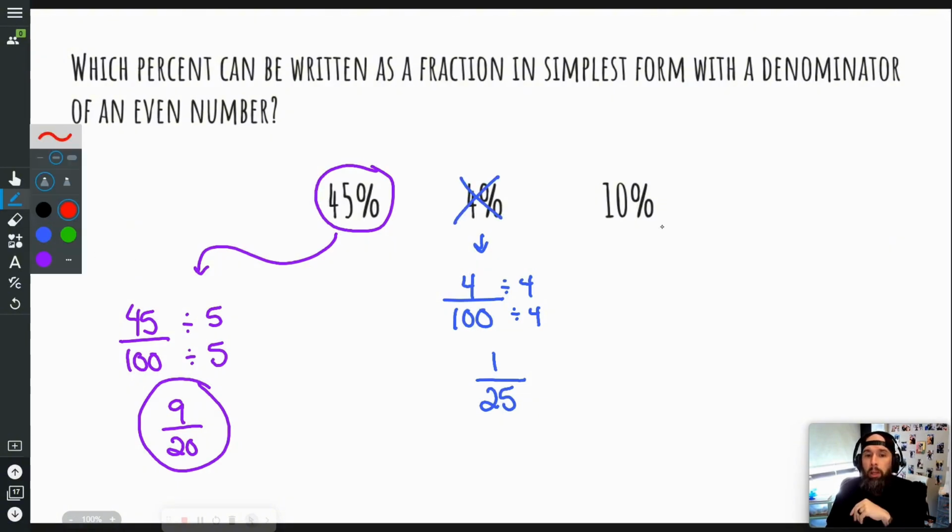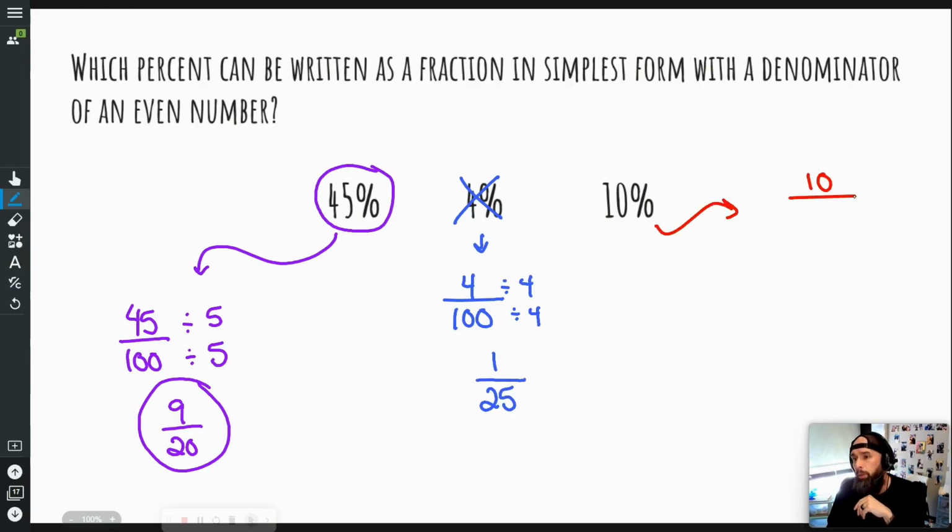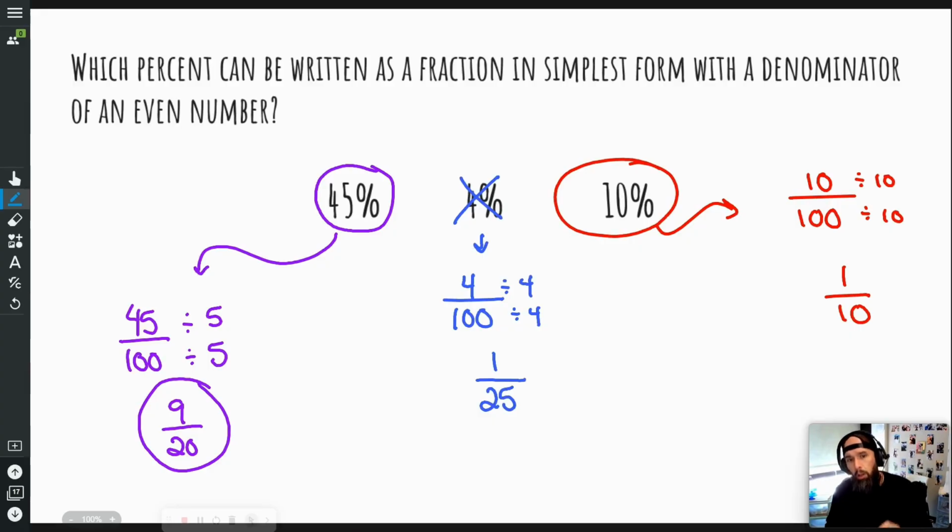All right, let's do 10%. 10% is 10 out of 100. I can divide the numerator and the denominator both by 10. 10 divided by 10 is 1, and 100 divided by 10 is 10. Is that a denominator of an even number? Yes. So I had two possible answers here, 10% and 45%.